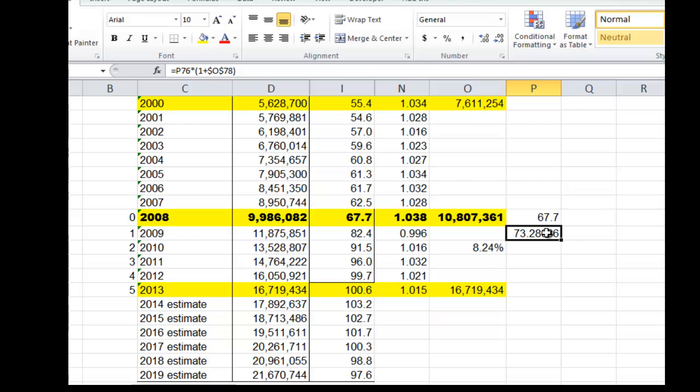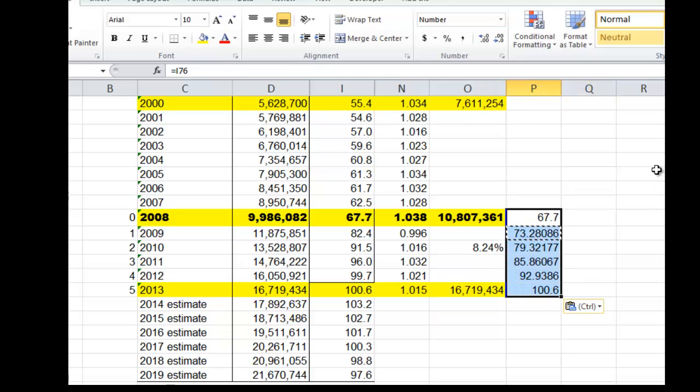But anyway, now I'm going to do that over and over again, up until I get to 2013. And if I did this correctly, I should end up with an ending balance of 100.6%. And I did.